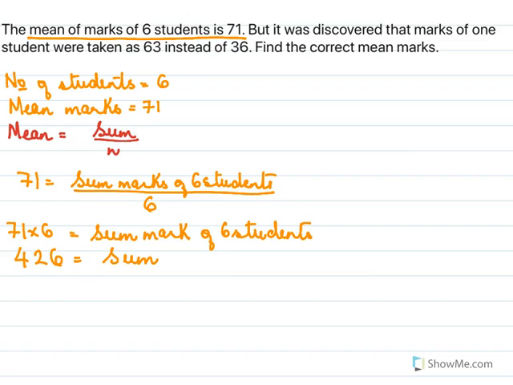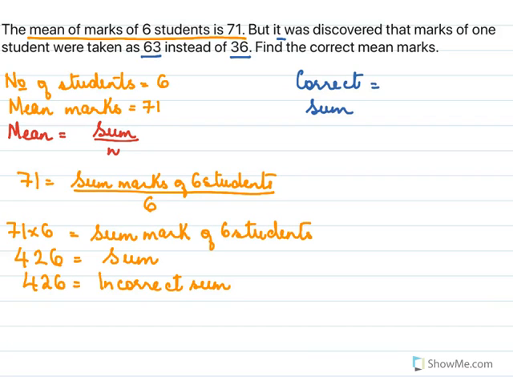But in the next part of this sum, they say it was discovered that marks of one student were taken 63 instead of 36, which means this sum is incorrect. So we have 426 equal to incorrect sum. Now to find the correct sum, what we need to do, we need to take the incorrect sum, that is 426. We need to add what is right and subtract what is wrong.